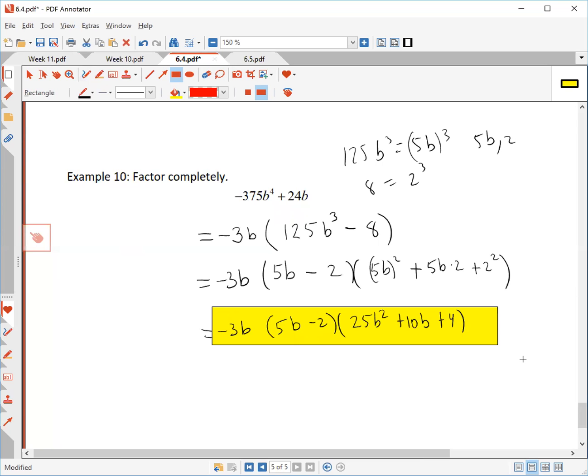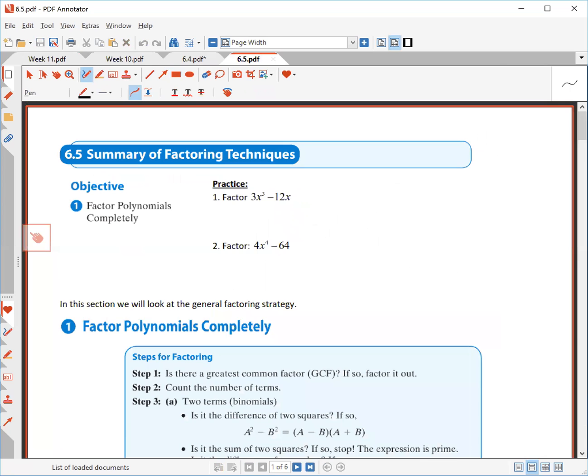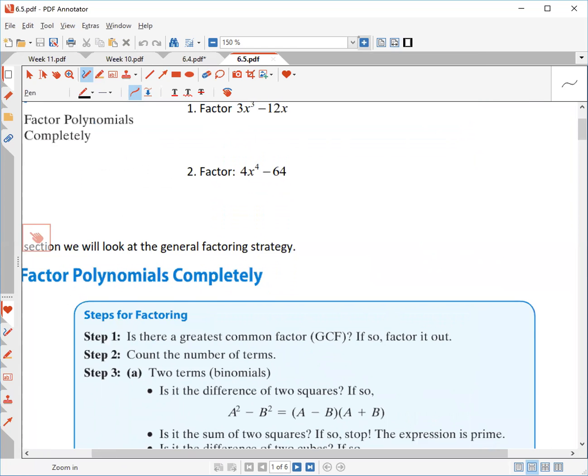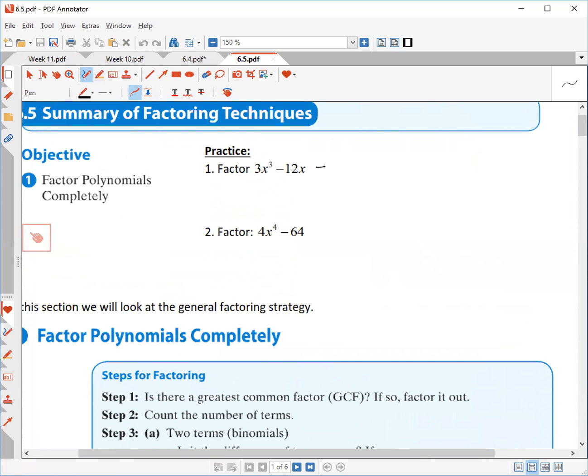Okay, now we will work on 6.5. And this is what we call a summary of factoring strategies or techniques. So we look at them all together since we've now covered each of our different types. So real quickly here, a couple practice problems. We've seen these before. We can factor out a 3x from the two terms, which is going to leave us with x squared minus 4. Now that we have the 3x taken out, we factor the difference of squares as x minus 2 and x plus 2.